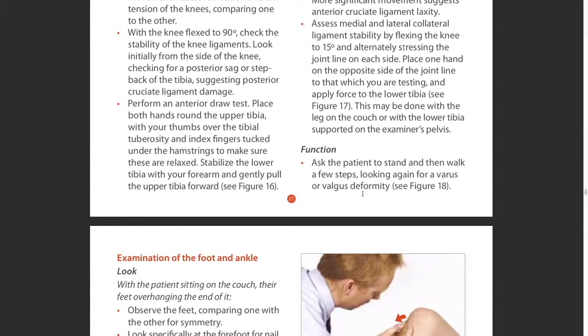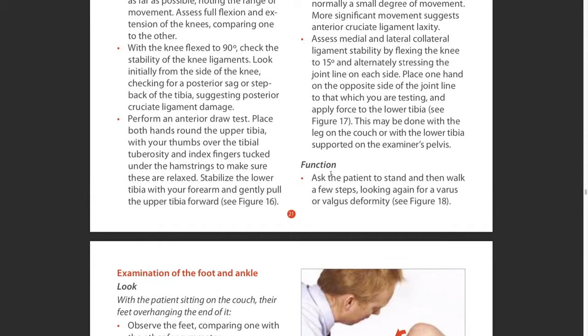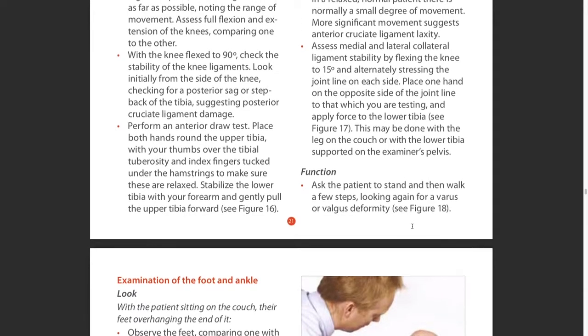And lastly, functional tests. Functions of the knees. You just ask the patient to stand and then walk a few steps, looking again for a varus or valgus deformity. Simple.